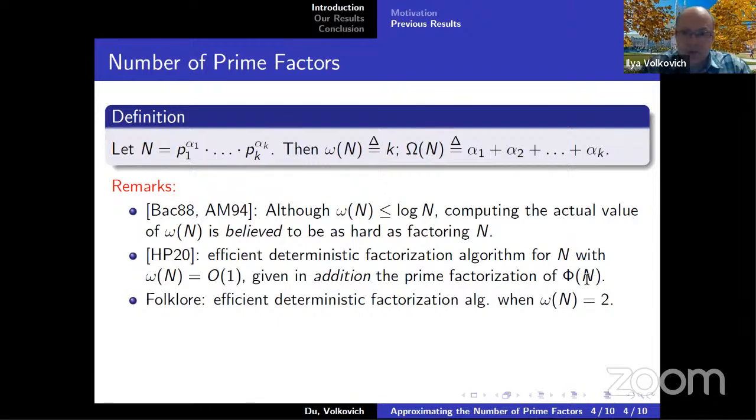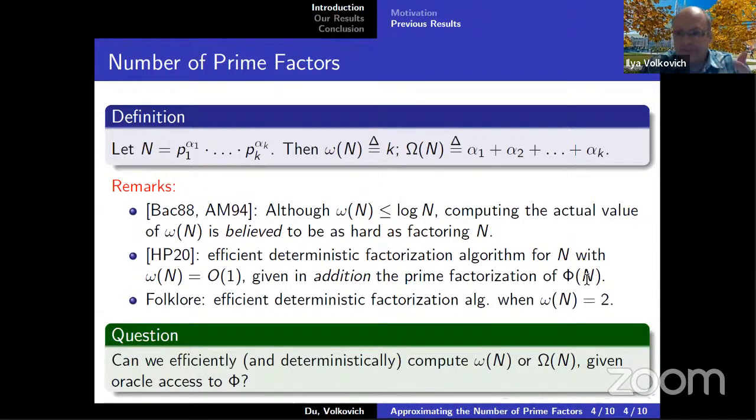So now, of course, the question is, can we at least compute omega of n, big or small omega of n, given oracle access to Phi? That's the question here. Can I compute the number of factors, with or without multiplicities, deterministically given oracle access? This is the place where I wish I could give you a satisfactory answer, but unfortunately we're not there yet. But let me tell you what we know.